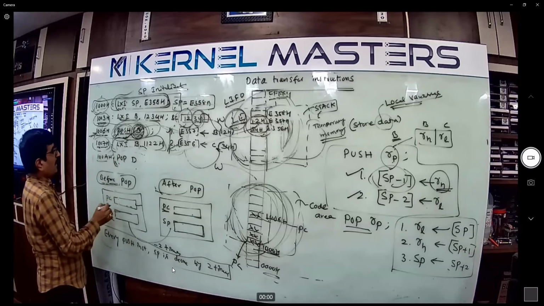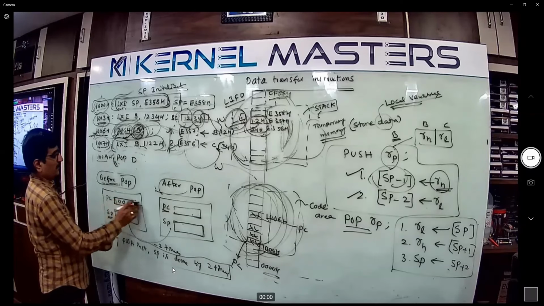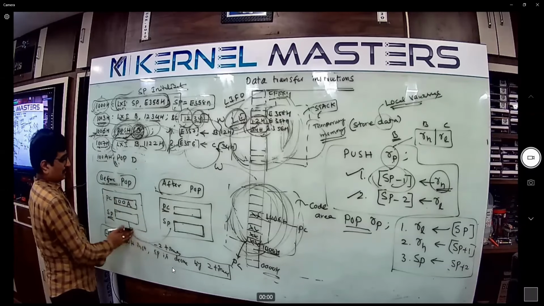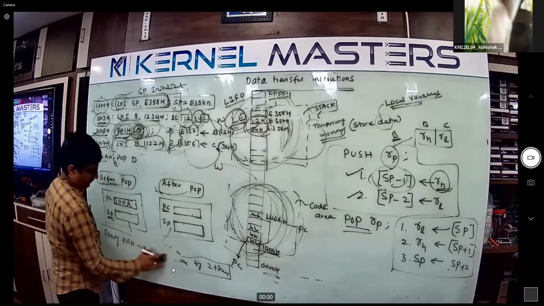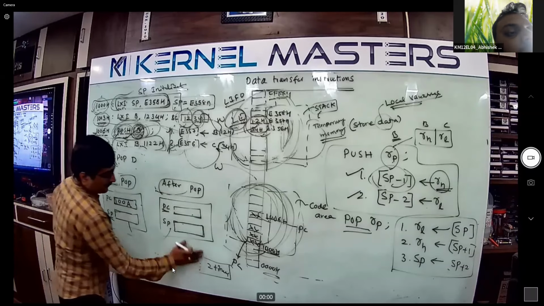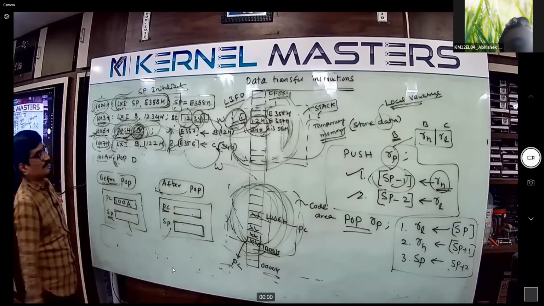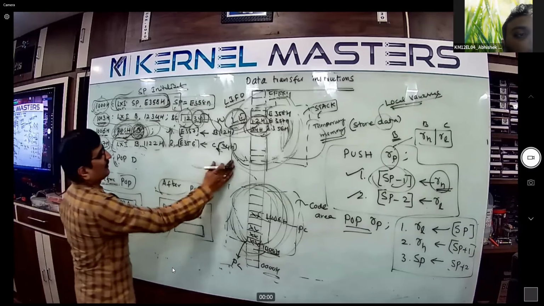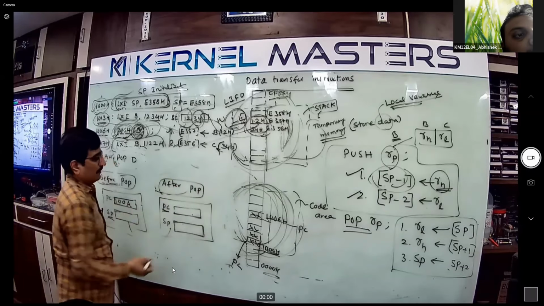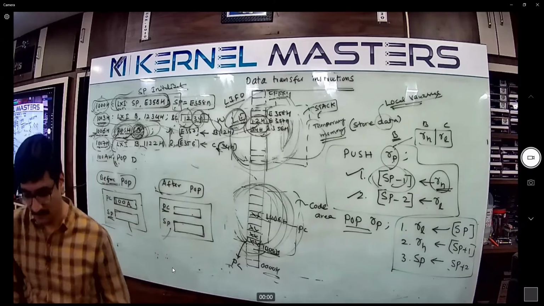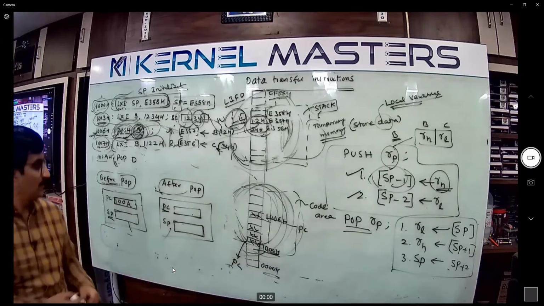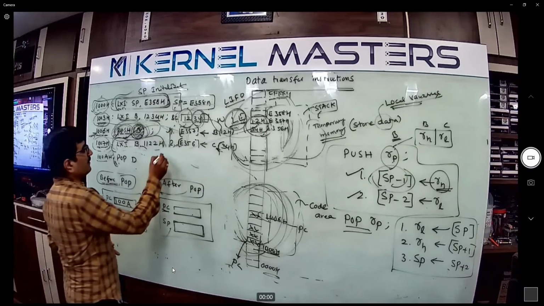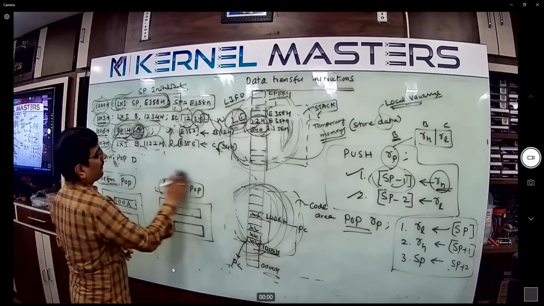Before pop, the program counter value is 100A. Okay. So what are the steps now? What is the first step, tell me? Pop D.